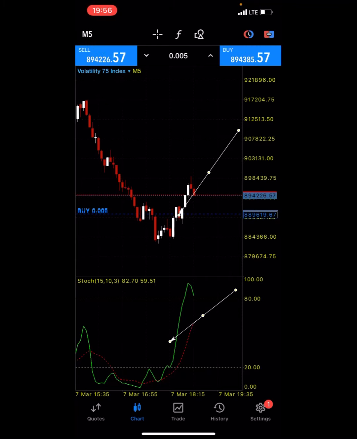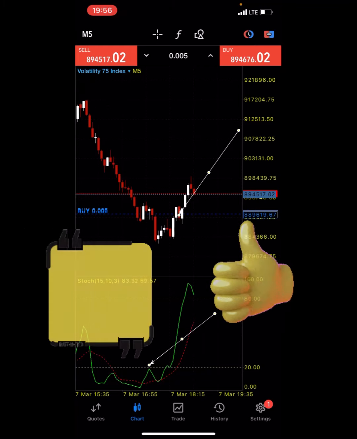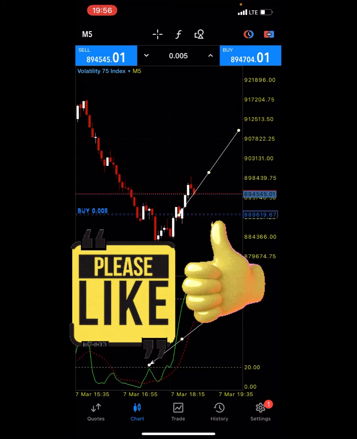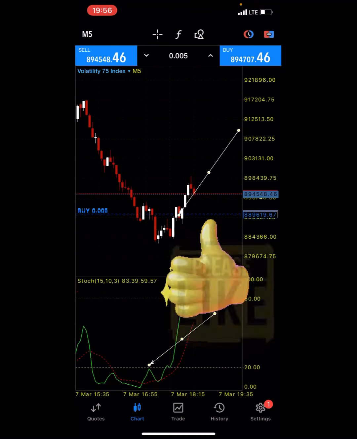So the logic behind this strategy is you want to make sure you see the stochastic oscillator line curve out of the oversold line before you can decide to place a sell. I think I will have to exit this trade right now. Let me exit it and I'll come back.